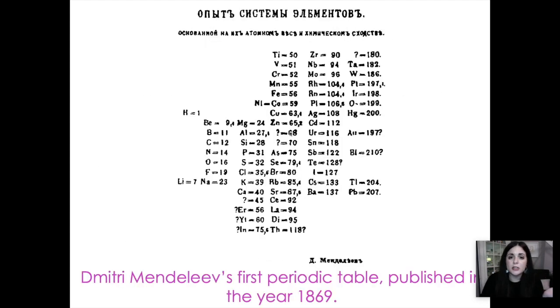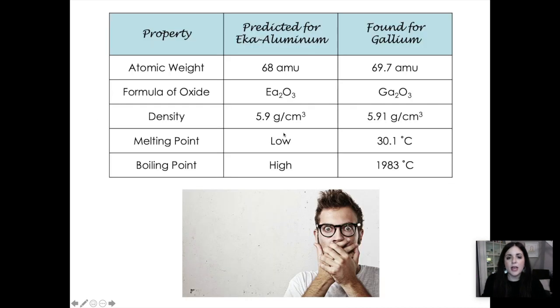So what he called this element right here, number 68, was Eka aluminum. And that's basically just the element that's next to or below on our periodic table, below aluminum. So based on its location, he said, okay, well, I know that this element has to have an atomic mass of about 68 atomic mass units. I know that it has to bond to oxygen in this ratio. Whatever this element is, it's going to bond in a 2-to-3 ratio. Its density should be about 5.9. It's going to have a low melting point and it's going to have a high boiling point.